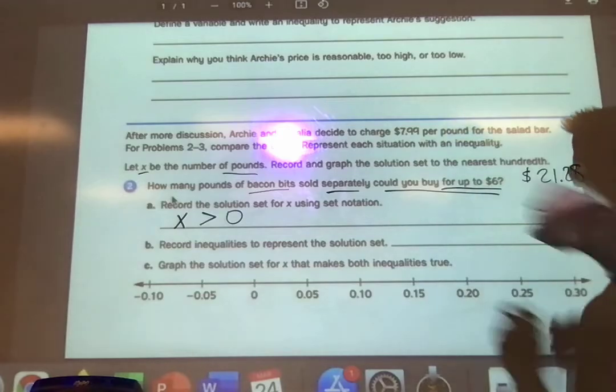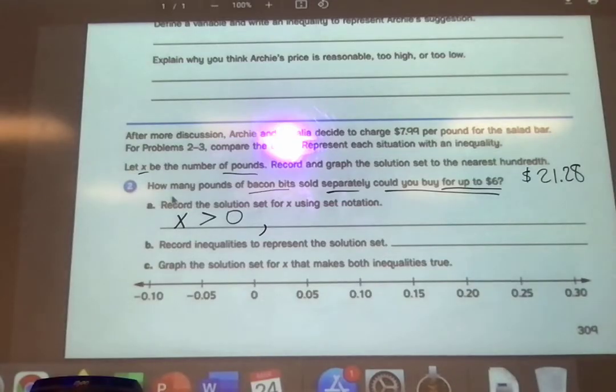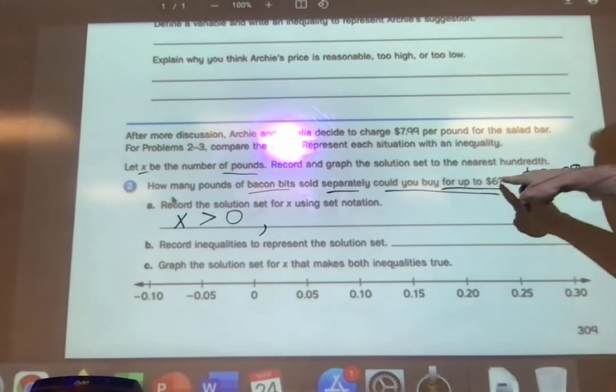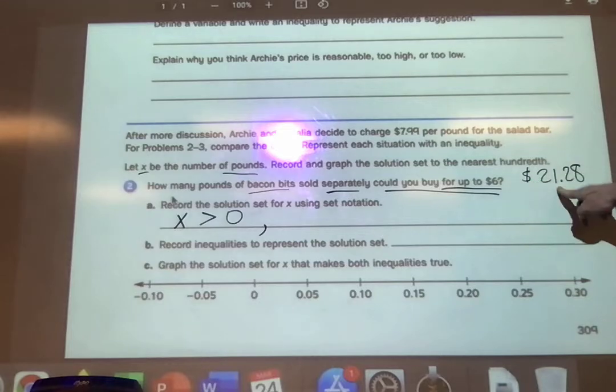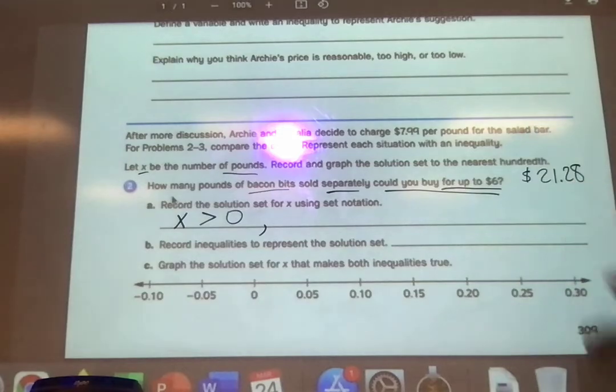So there's two situations going on here, and we can combine that into a double inequality or a compound inequality later if we need to. But the hard part is, we're trying to figure out how many pounds of bacon bits they can buy. They only have $6, and 1 pound costs $21.28. So we know they can't even get close to a pound. They only have up to $6 out of $21.28 for a pound.